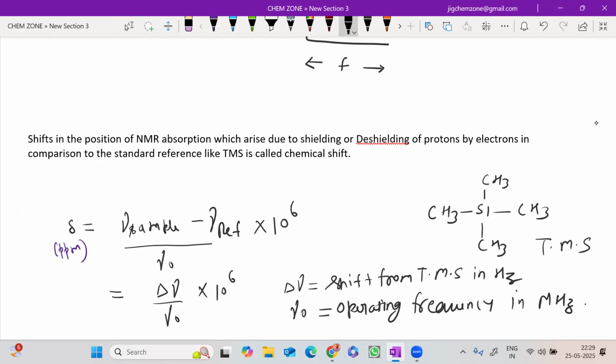Now, if we compare the free nuclei and a nuclei surrounded with electrons, they will resonate at different frequencies. So there is a difference in the resonating frequencies. That difference is measured in terms of chemical shift. Now we need a standard, a reference from which we can compare the difference in their resonating frequencies. So TMS, tetramethylsilane, is used as a reference from which we can compare the shift in frequency.